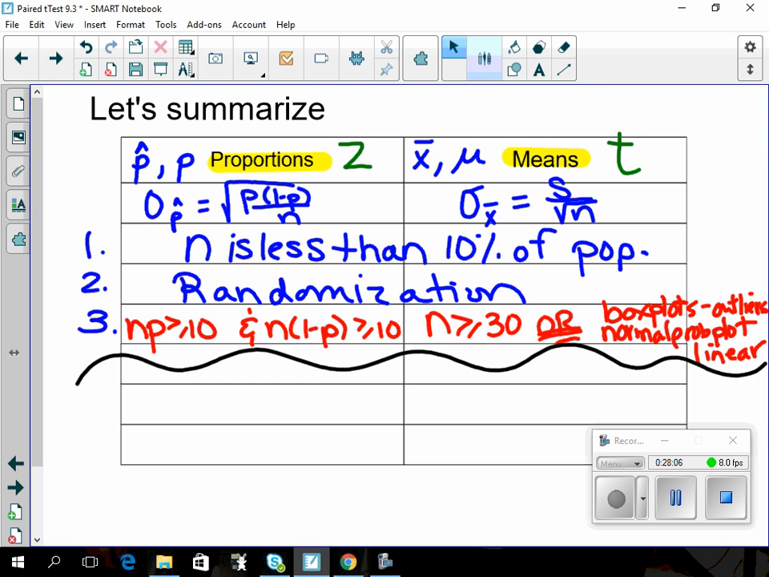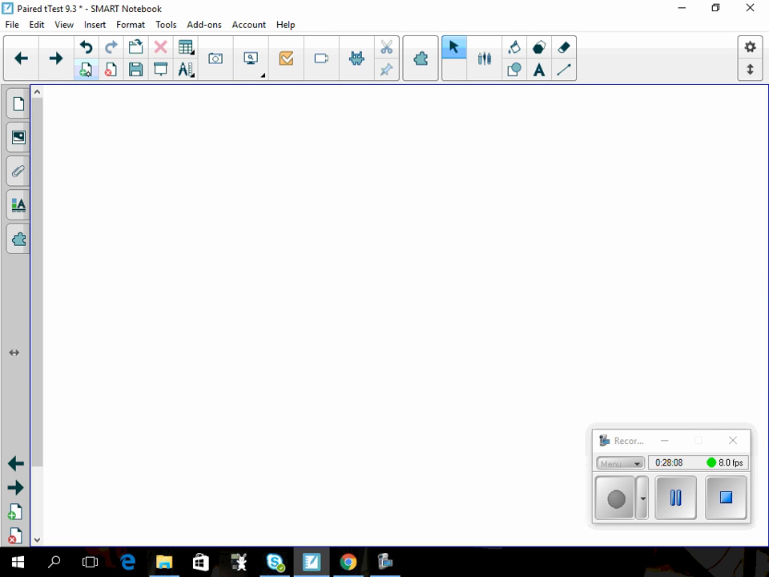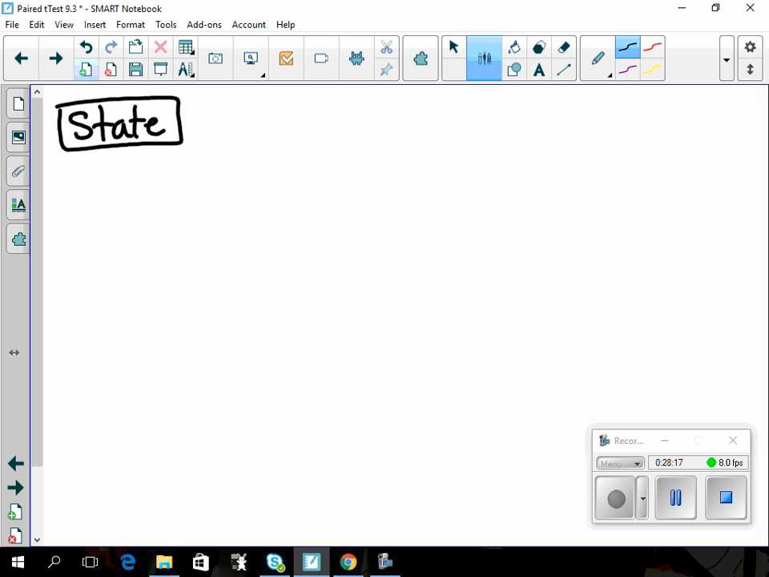So let's think about our state, plan, do, conclude. Before we collect our data, what are we going to state to begin with? What do you think, Mike? The parameter of interest, okay? So what is the parameter of interest here? Be very careful. So I'm going to ask the question one more time. Sorry, Nick, I didn't mean to cut you off, and I'm going to let you answer it.